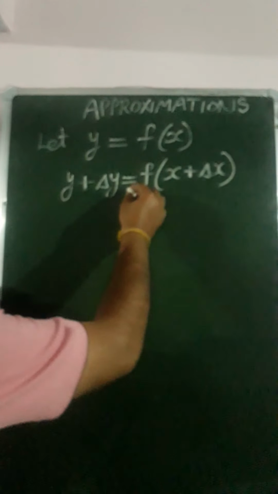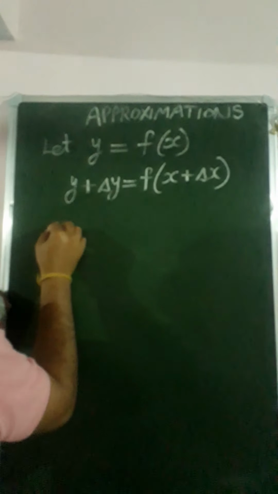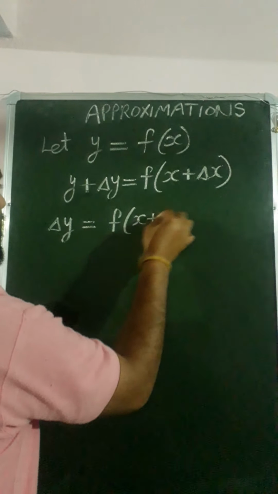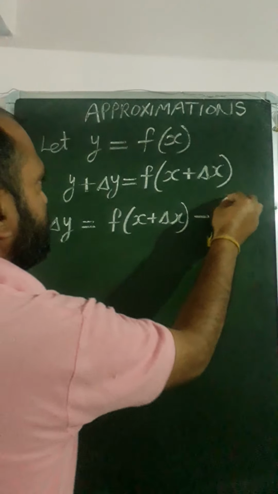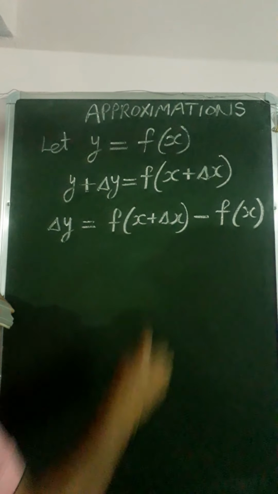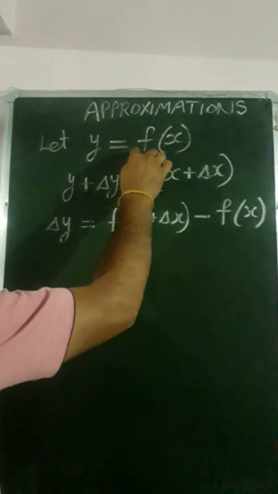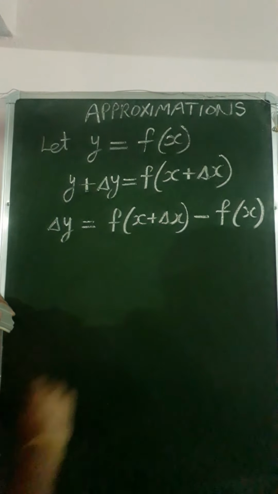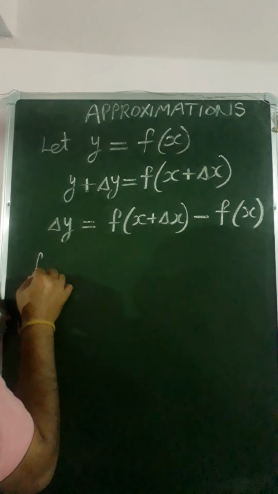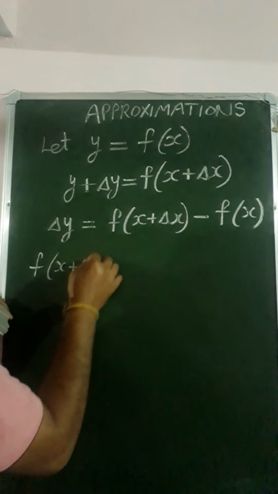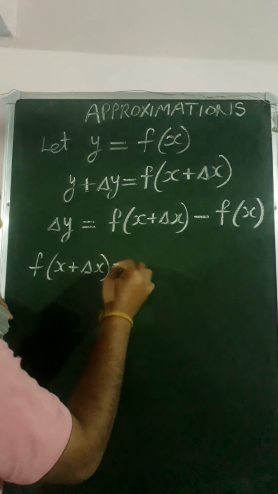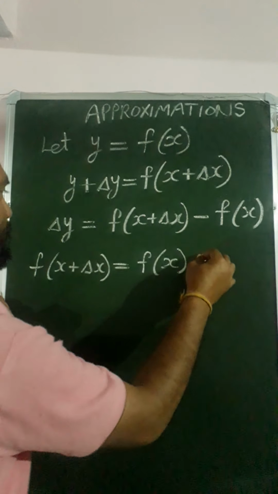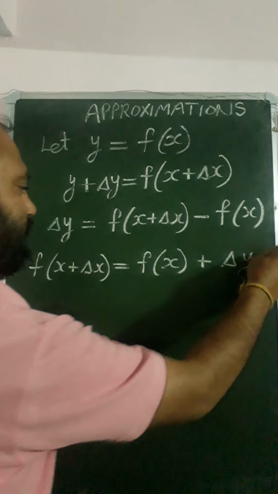Now when you subtract these two, we get delta y is equal to f of x plus delta x minus f of x. In this equation, when we subtract, y gets cancelled and delta y remains. Now therefore we get f of x plus delta x equal to, taking f x to the left side, f x plus delta y.